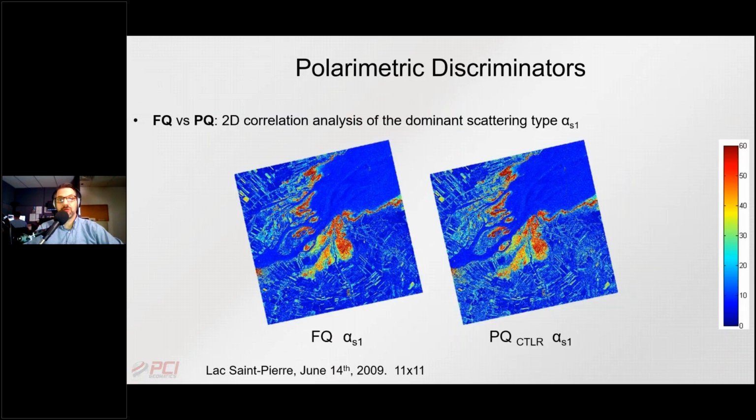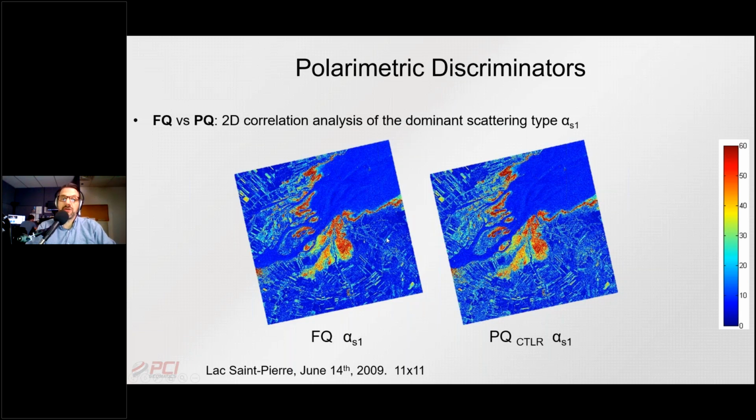Polarimetric discriminator. In the case of compact pol data or RCM data, we have the ability to produce this type of polarimetric discriminator data. Here what you see is the alpha angle from a full quad data set from RADARSAT-2. Then what we did is we ran an algorithm to simulate a compact pol data set, and then we reconstructed a pseudo quad data and then generated that polarimetric discriminator alpha angle, same parameter.